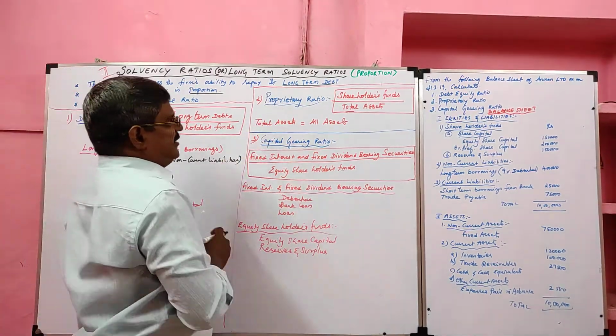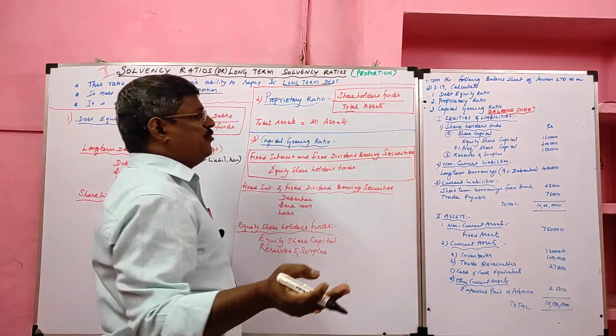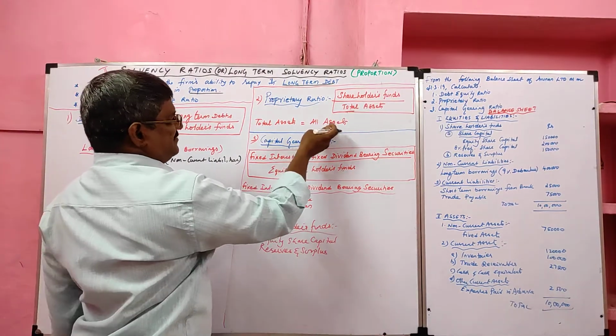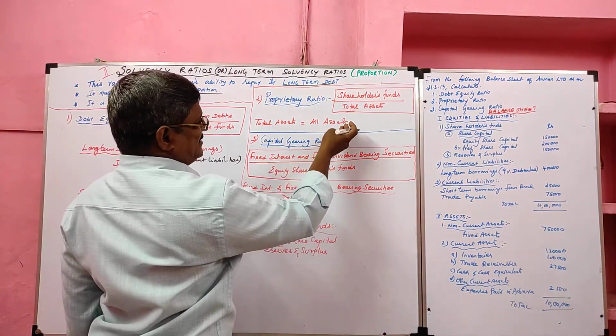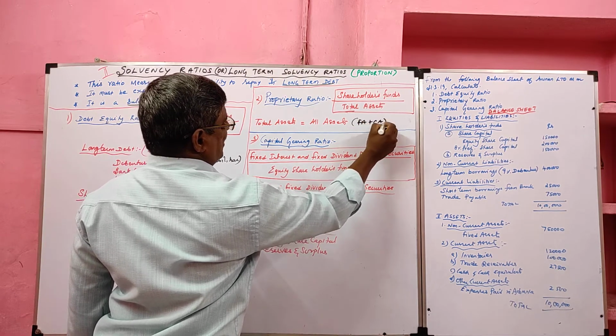Then proprietary ratio. Its formula: shareholders fund divided by total assets. Shareholder fund we know: preference share capital, equity share capital and reserves and surplus. For total assets we will take all the assets, which means fixed asset and current asset. Total asset means fixed asset plus current asset.